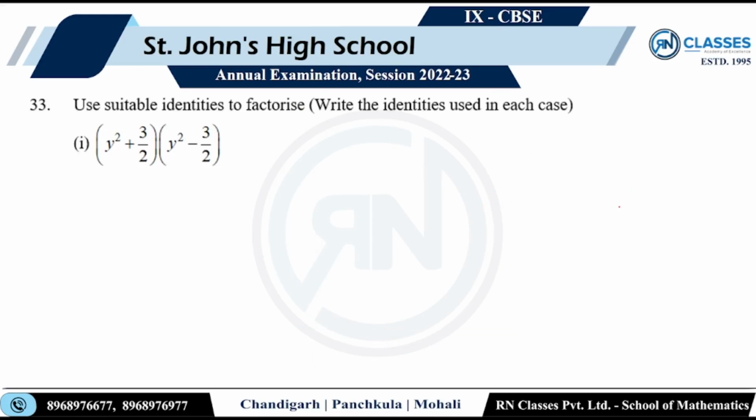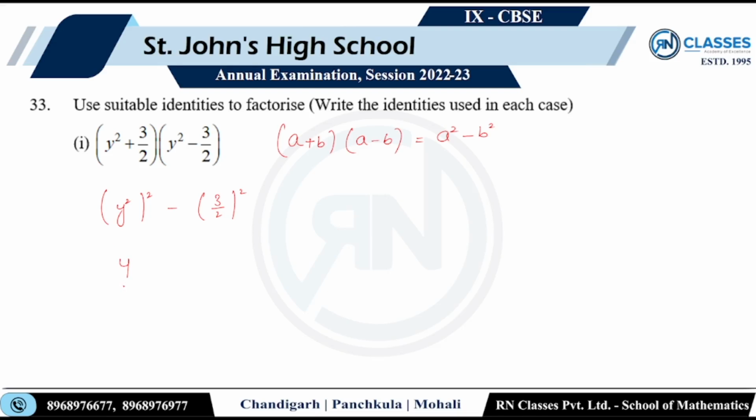right? Next one. Use suitable identities to factorize. Write the identities used in each case. Okay. So y square plus 3/2, y square minus 3/2. Use suitable identities to factorize. Okay. So a plus b into a minus b. ये क्या बनेगा? a plus b into a minus b. क्या बन गया? a square minus b square. ठीक है. सो यहां पे मैं सीधा क्या लिख सकता हूं? a square minus b square. a square क्या है? y का स्क्वायर, ना y स्क्वायर का स्क्वायर, एंड b स्क्वायर, b क्या है?